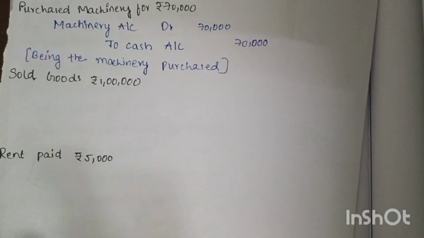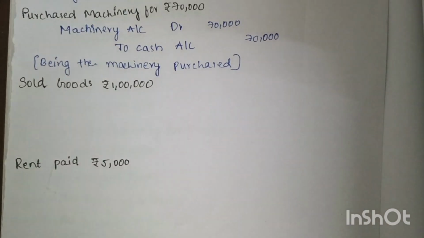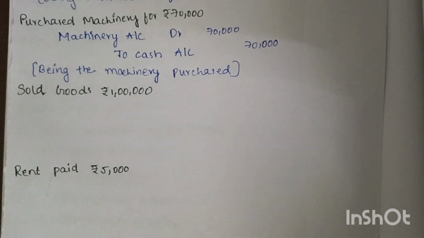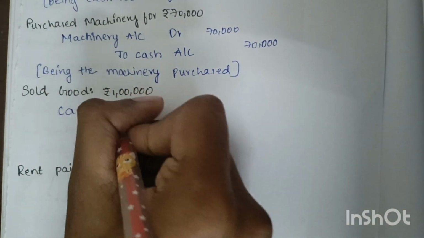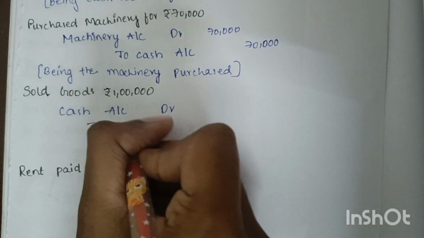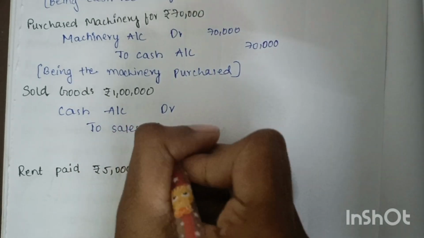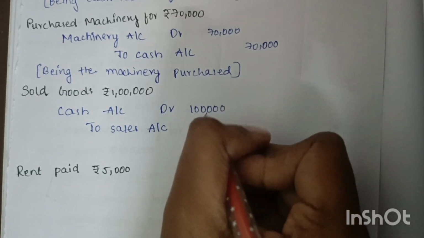And coming to sold goods for rupees 1 lakh. So you're selling the goods, like the sale has happened. So when the sale has happened, you'll get the cash here, right? You're getting the cash. So cash account debit to sales account, for how much? 1 lakh.